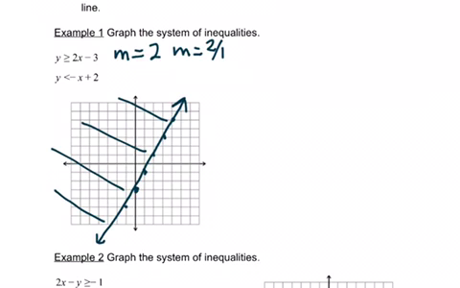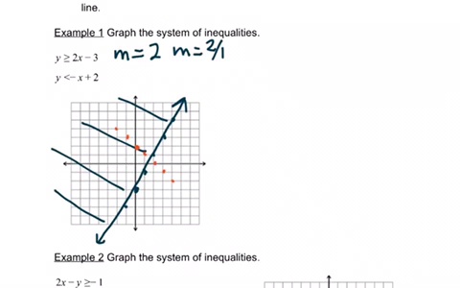I'm going to switch colors. And let's do y is less than -x plus 2. That has a y-intercept of +2 and a slope of -1. So that means I go down 1 and over 1 to the right. And I could go up 1 and over 1 to the left.